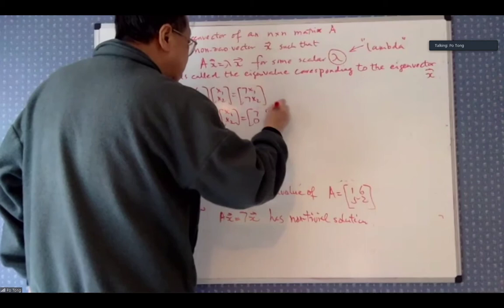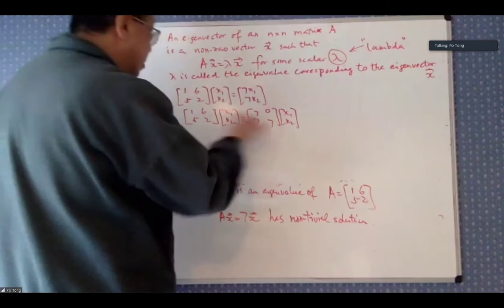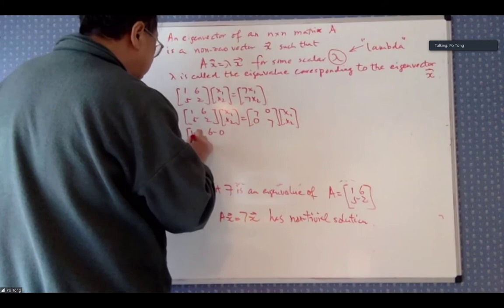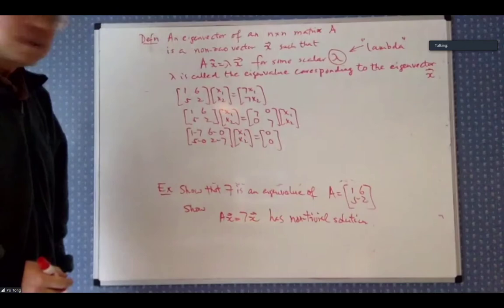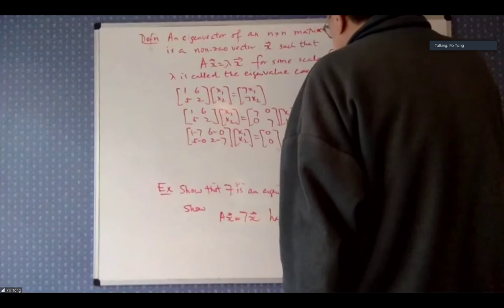This is one way to think about it. And then I subtract both sides. Then I have 1 minus 7, 6 minus 0, 5 minus 0, 2 minus 7, times x1, x2, equal to 0, 0. And then I do this augmented matrix: minus 6, 6, 5, minus 5, 0, 0.